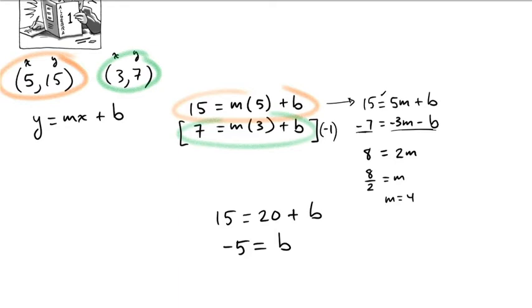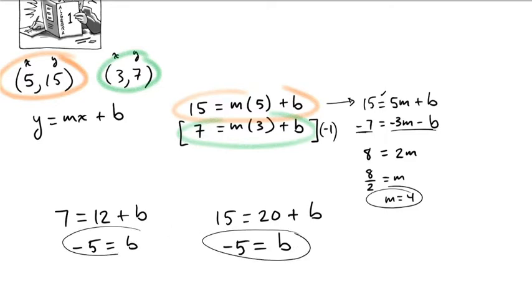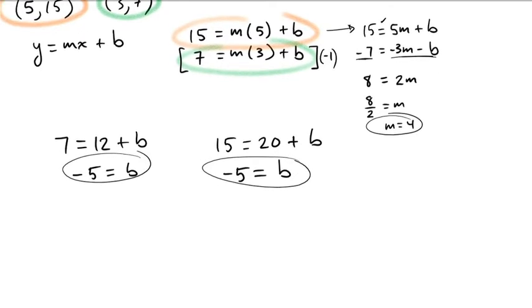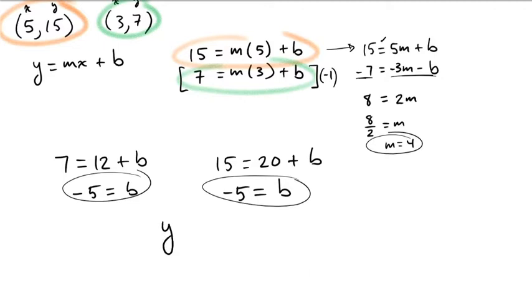And just for fun, I'll do that with the second equation as well. It says 7 is equal to 3 times 4, which is 12, plus b. If I take away 12 from both sides, I get negative 5 is b. So I know the equation of this line because I now know both of the parameters. I know the slope parameter is 4, and I found twice that the y-intercept parameter is negative 5. So the equation of the line that goes through those 2 points is y is equal to 4x minus 5.